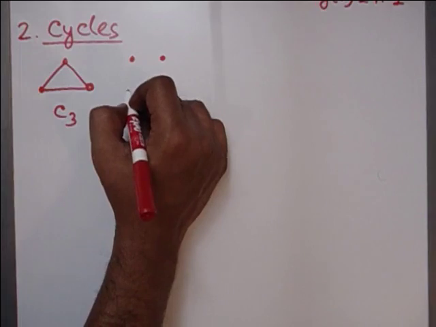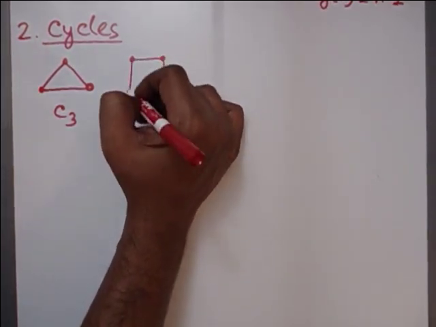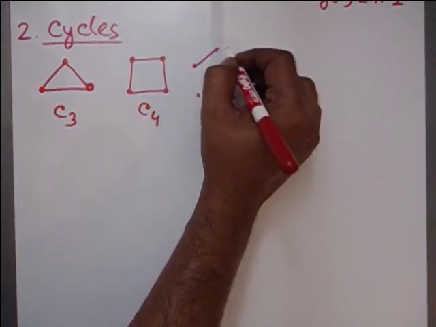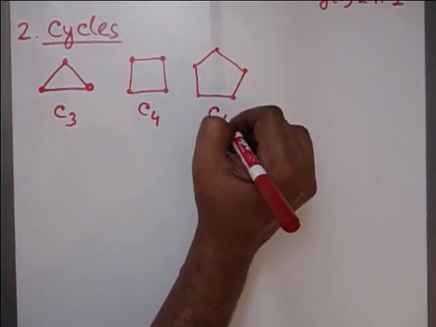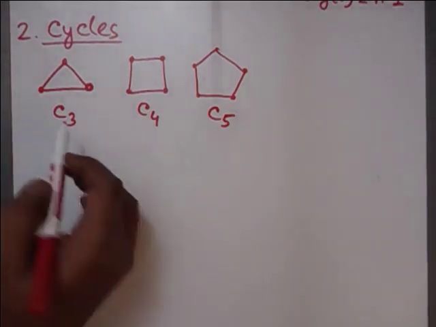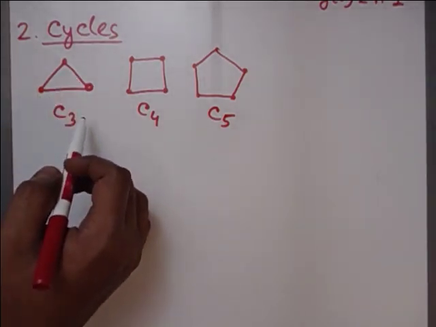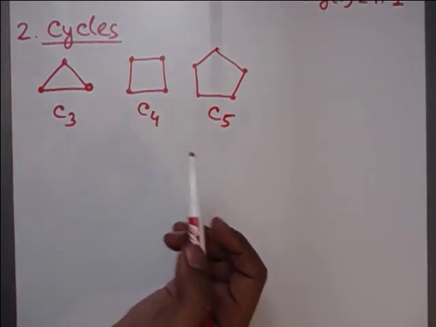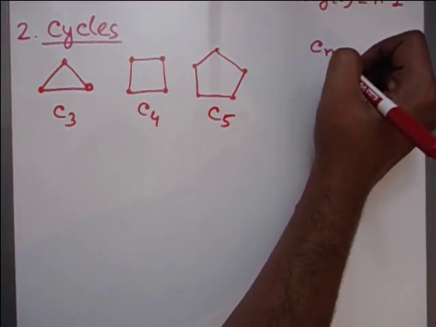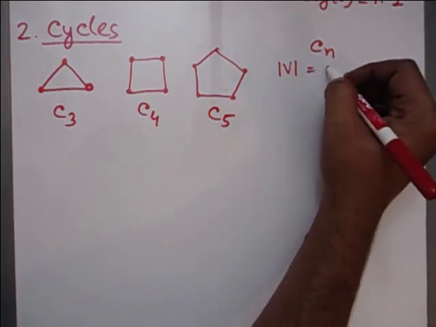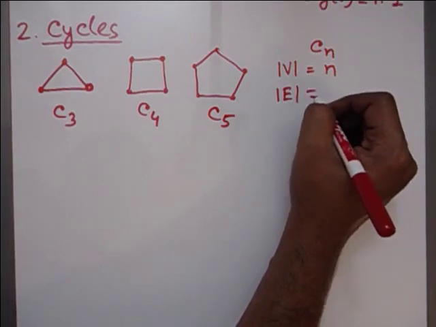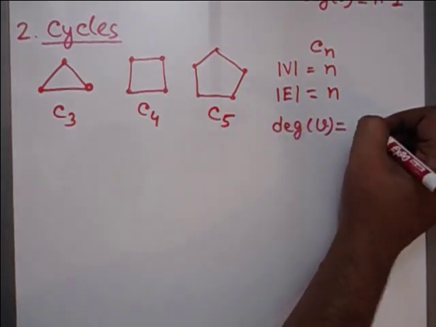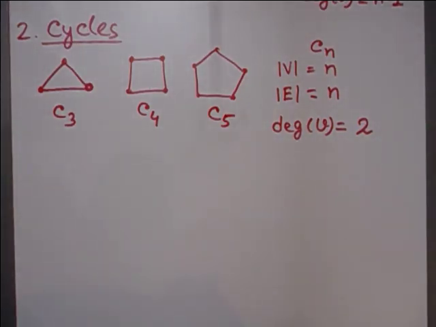Similarly, C4 looks like this, another cycle with 4 vertices. C5 looks like this. Okay, and if you remember C3, the triangle looking C3 is also same as K3. So different or same graph can belong to different families. So this graph is denoted by Cn. Number of vertices is n. Number of edges is also n, and the degree of each vertex is 2. Every vertex is adjacent to the next one and the previous one.